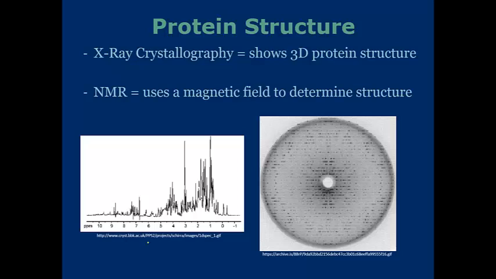Oftentimes, when you look at protein structure via NMR, it's going to be messy and not as clean as you would like. To the bottom left is a sugar molecule that has been run through NMR. It's not as easy to read, but you can still get a general idea based on the information.